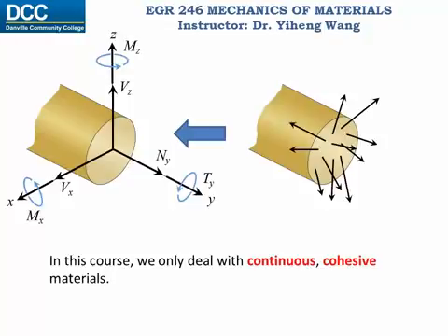The actual internal forces are distributed throughout this cross-section. We will learn more about how the internal forces are distributed later in this course. Normally, these resultant internal reactions are placed at a special point, the centroid point of the cross-sectional area.